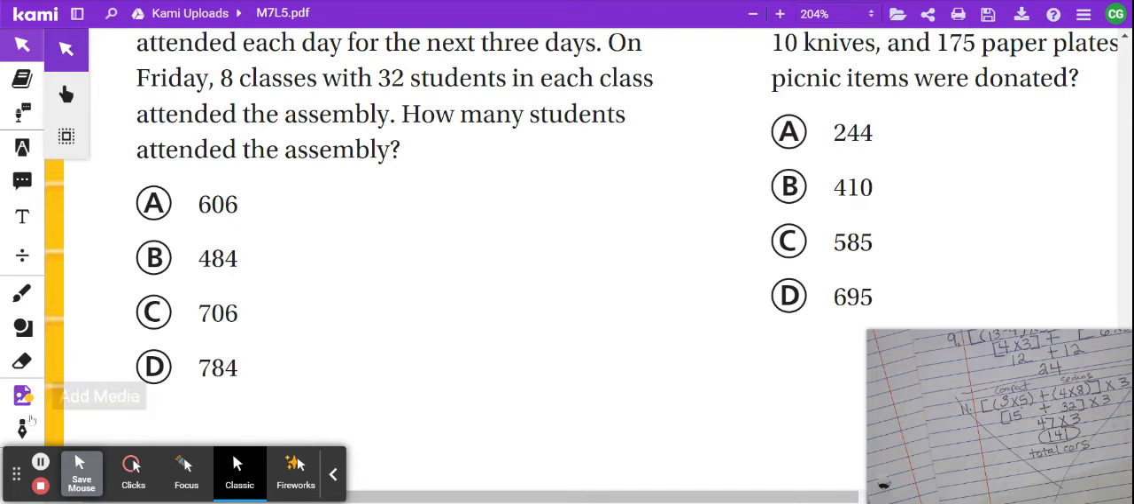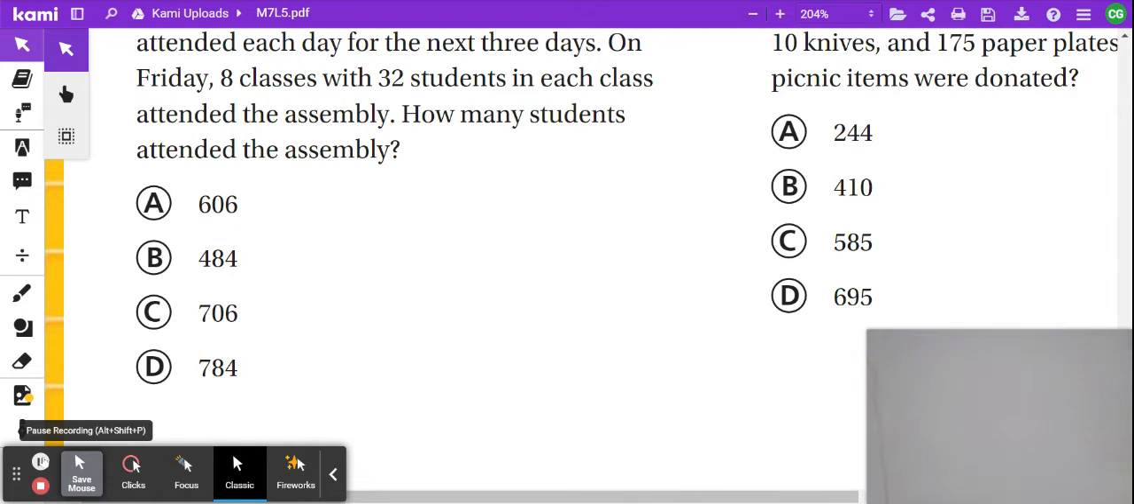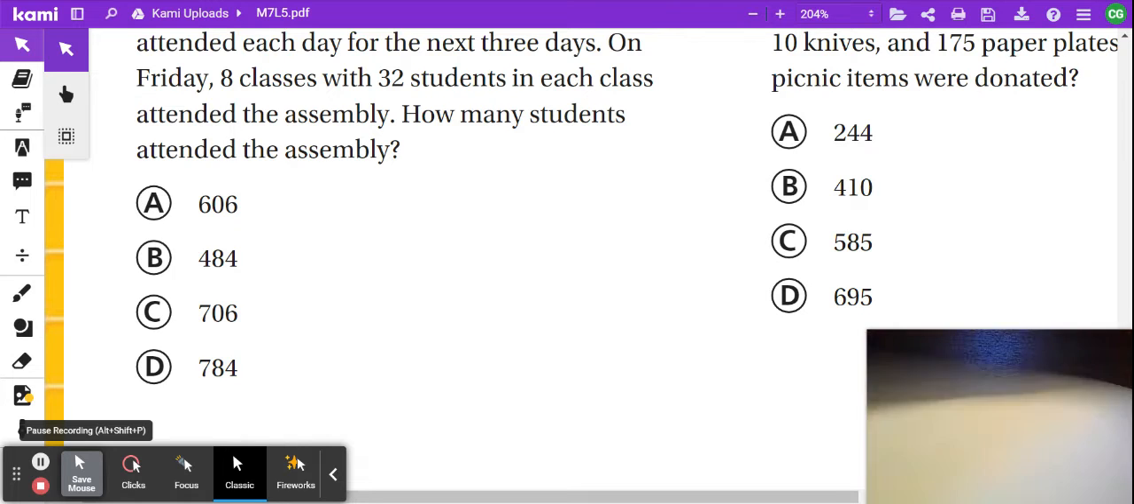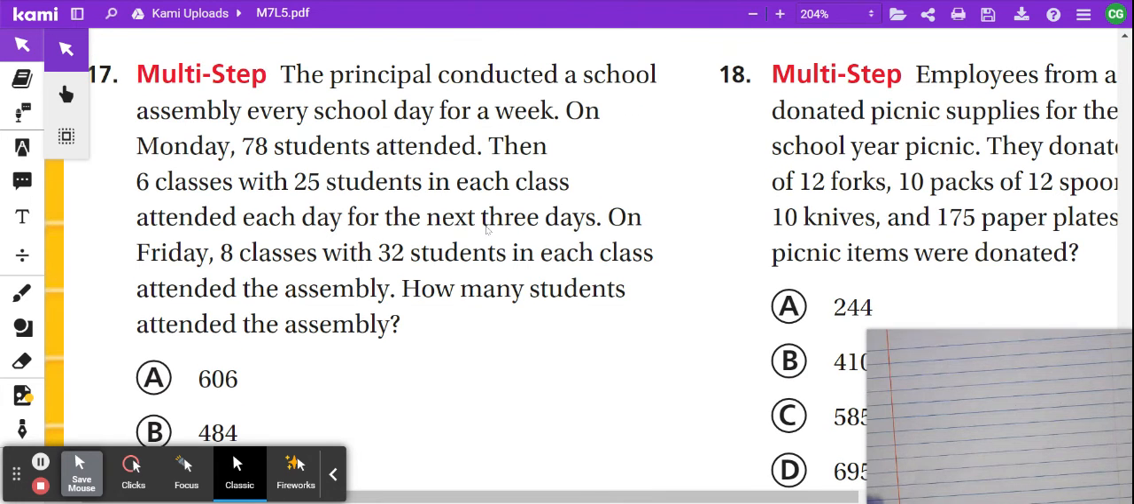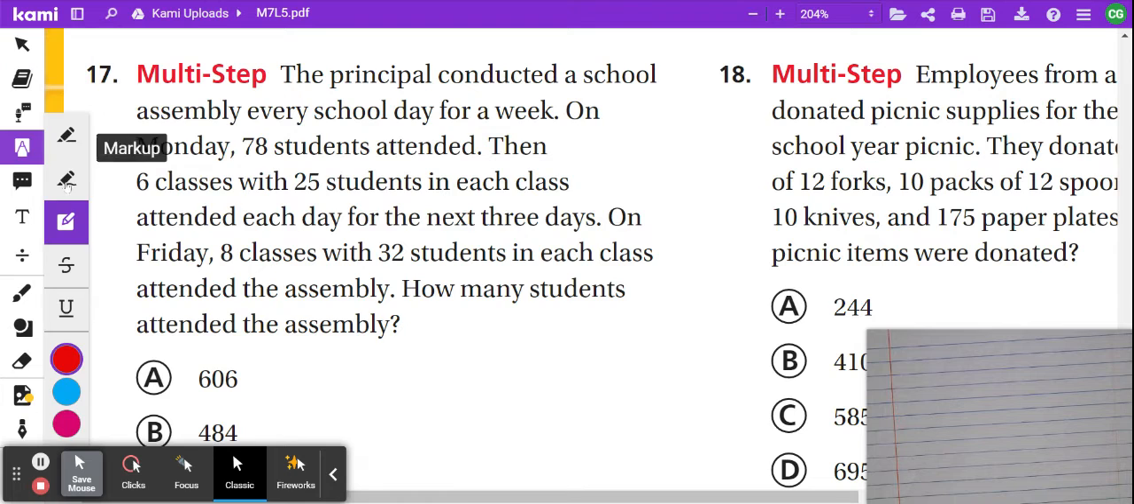All right, so let's get started. We're going to start on another sheet of paper so that we can write this out. Let's go through and see what we exactly have in our story. So let's highlight. So on Monday, I'm going to highlight Monday.